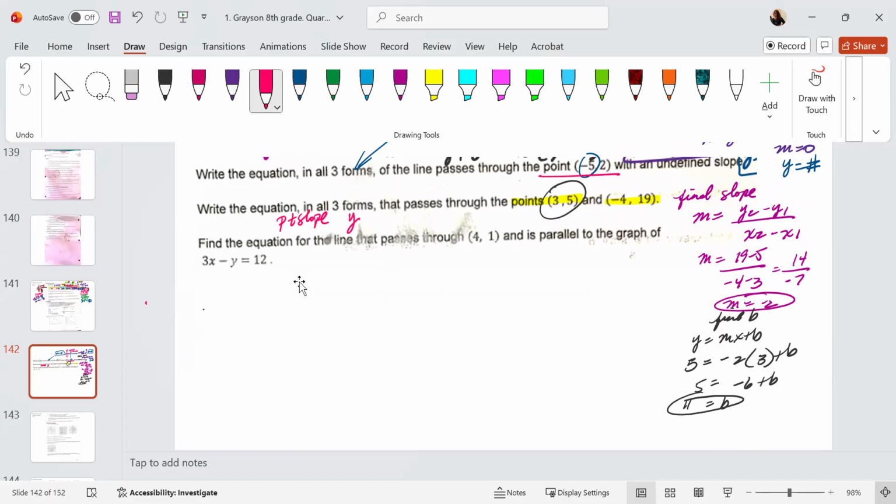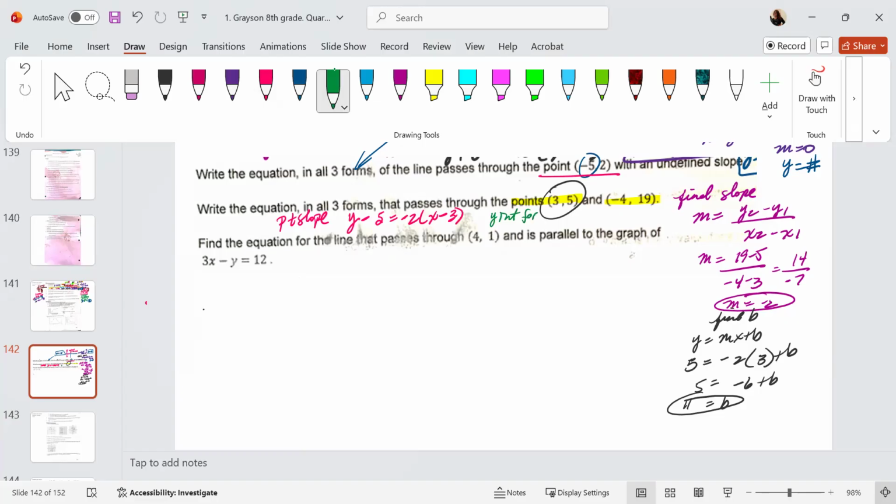Okay, so then how do you write your point slope form? Y minus y1 equals m times x minus x1. Okay, so y minus 5 equals slope is -2, x minus 3, right? There's your first one.